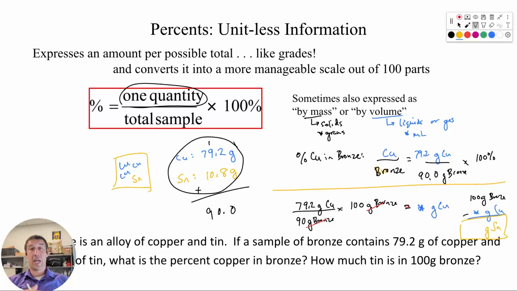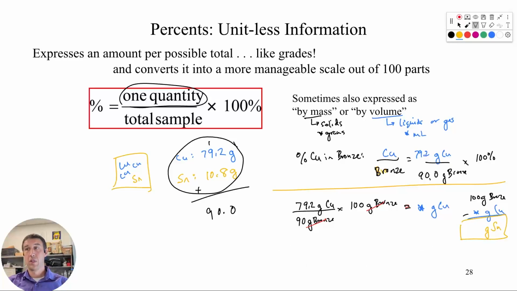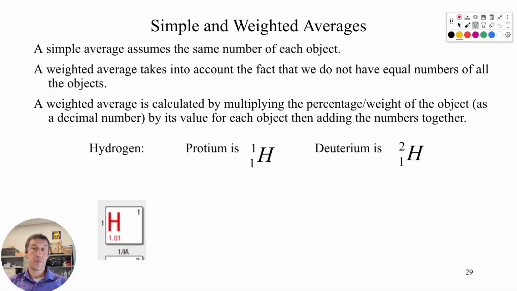Before I get how much tin is in 100 grams, I would need a little bit of lead in, and that's where the percent of copper becomes relevant. So I would have to do that extra calculation. So this is how we can manipulate percents a little bit to do some simple calculations. What we're now going to do is take that and apply it into our next system, making it even more complicated. We're going to look at our simple and weighted averages.